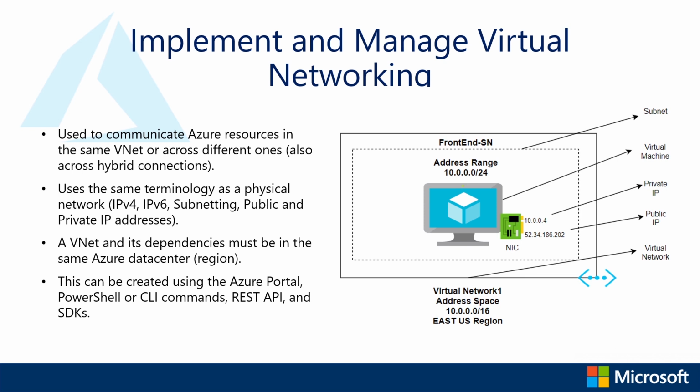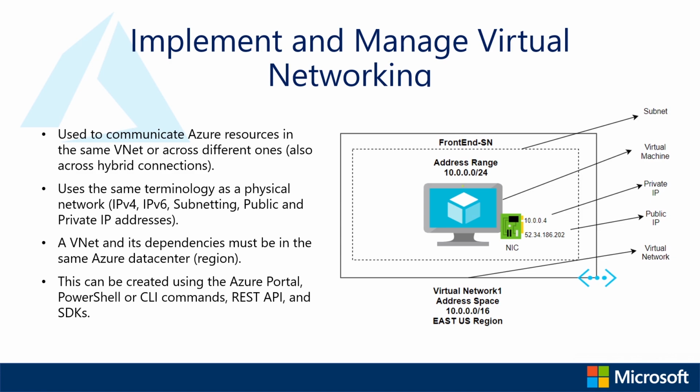Now, everything that we have as a dependency should be in the same region. For example, an IP has to exist in the same location. All this can be created using the Azure portal. We can use PowerShell, as we have seen. We can use CLI commands. We can use programmability or infrastructure as code, etc. So the limitations are actually the same as a physical or on-premises network, with the consideration of a virtualized environment. So the first thing is to implement and create a virtual network.